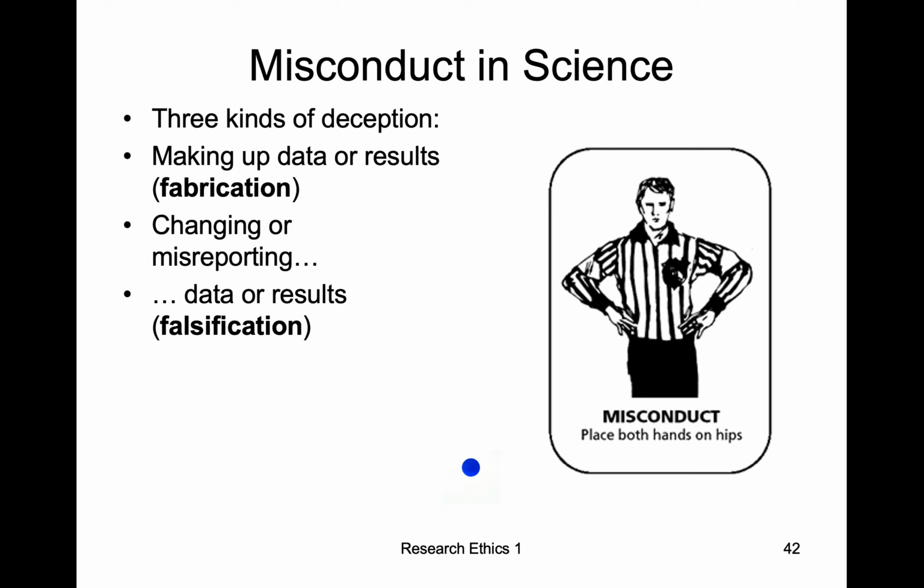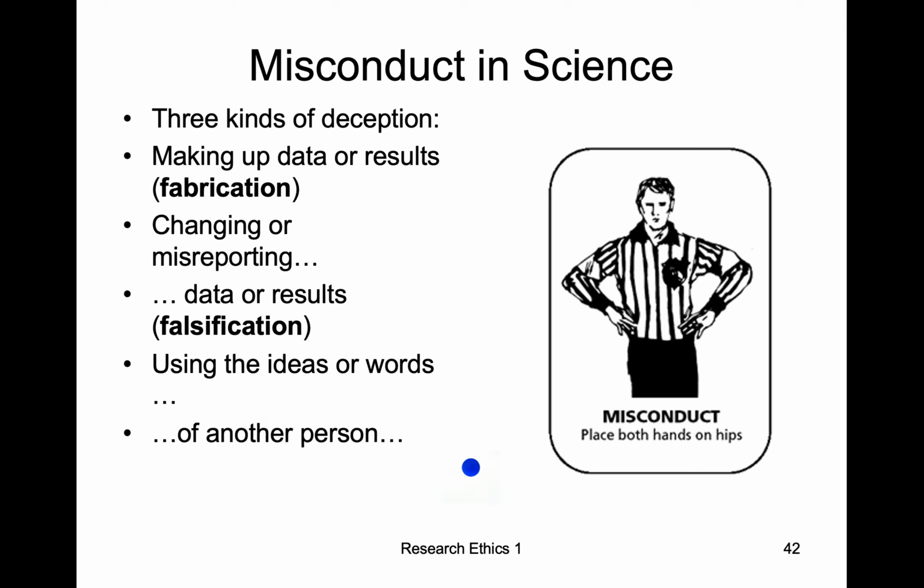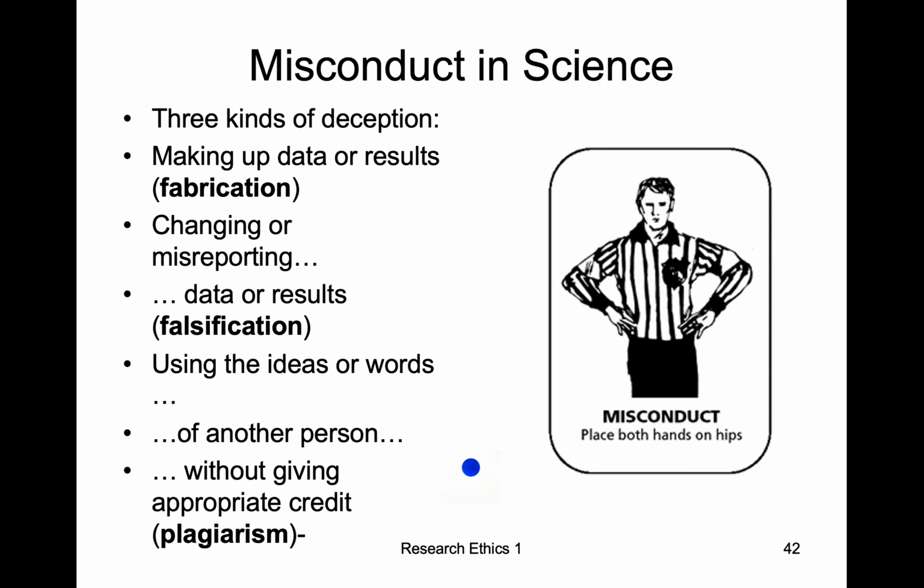The second is changing or misreporting data or results. This is known as falsification. In other words, maybe a few numbers are changed. Data is misreported in order to make your hypothesis come through. And finally, using the ideas or words of another person without giving appropriate credit, which is plagiarism.